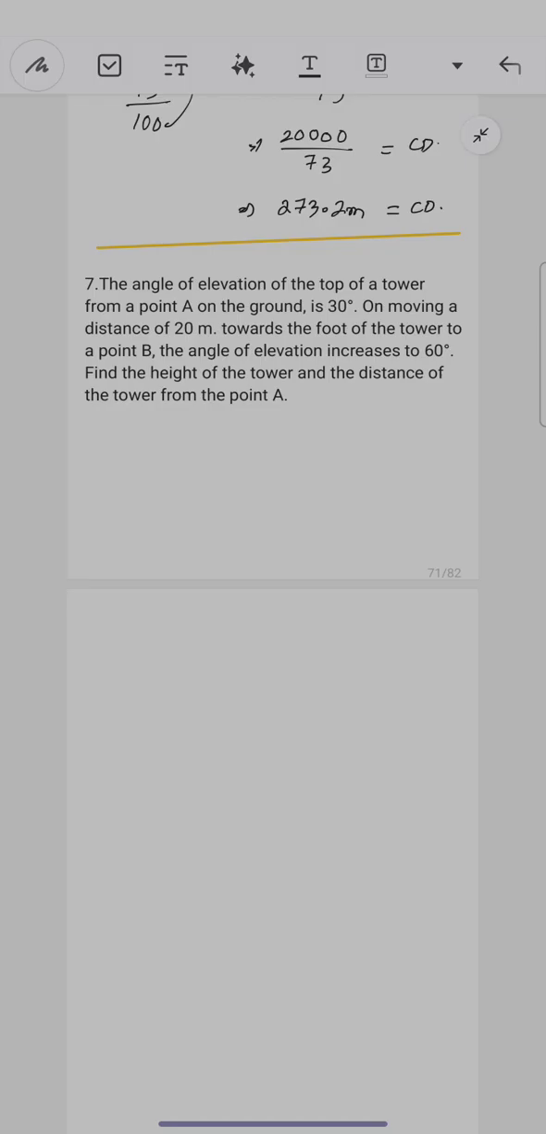On moving a distance of 20 meter towards the foot of the tower, the angle of elevation increases to 60 degree. Find the height of the tower and the distance of the tower from point A.